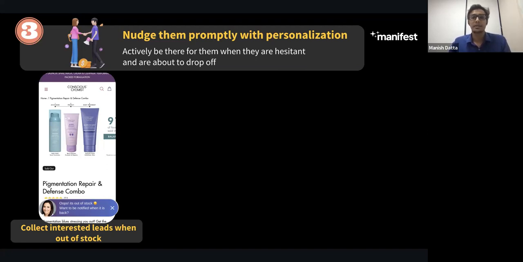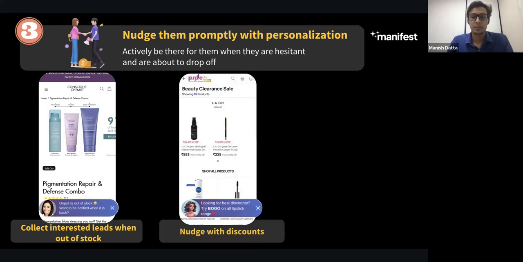So if we are able to understand what customers want, and if they are unable to complete the purchase journey at that moment, collecting leads and making sure that you're able to grow your customer base can again help you retarget them and further increase the conversion rates.